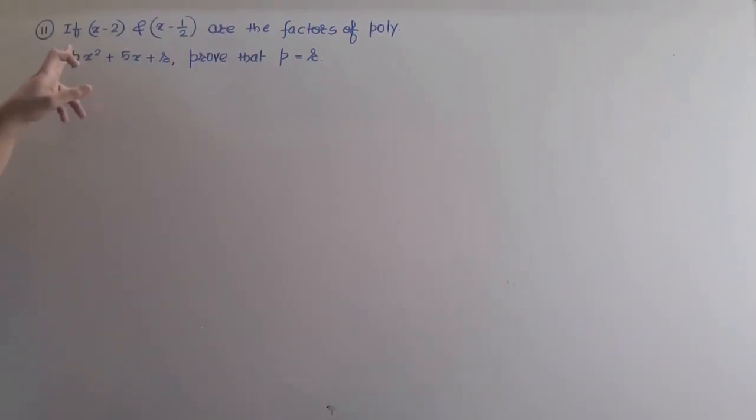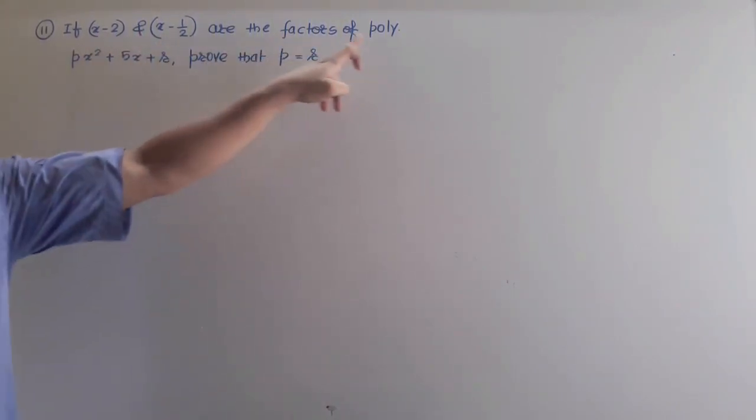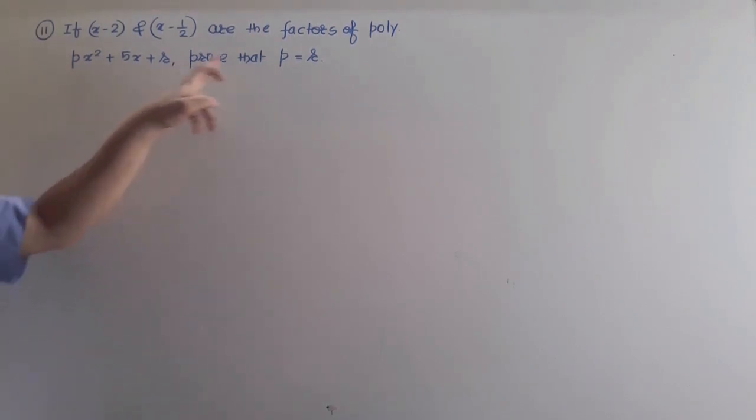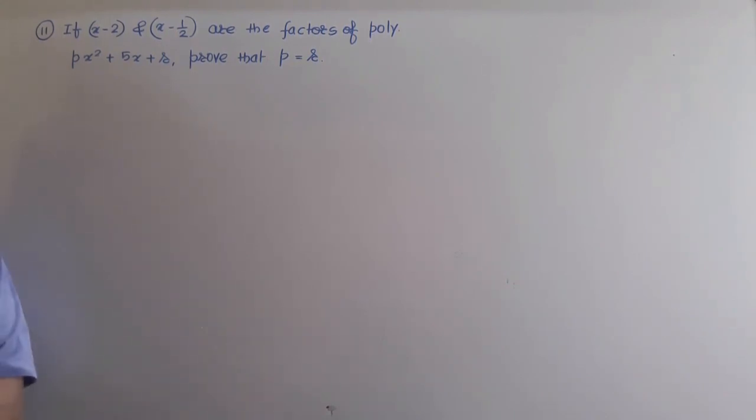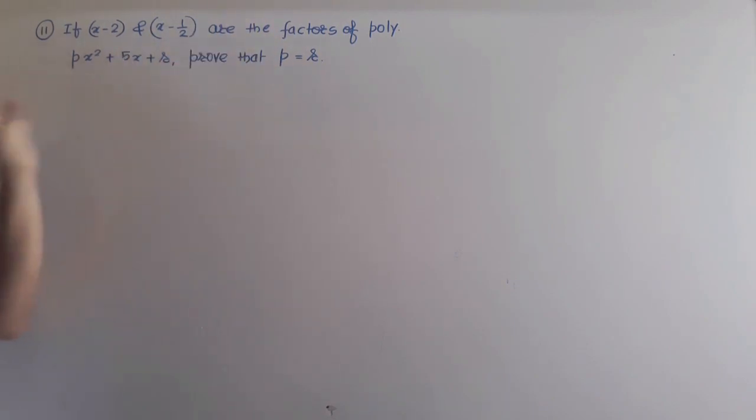Now see, the question number 11 we are going to solve. If x minus 2 and x minus 1 upon 2 are the factors of the polynomial px square plus 5x plus r, then prove that p is equal to r. Students, this question came many times in the examination and sometimes students get confused how to solve it. First of all, you see these two are given as factors. When a factor is given, then definitely the remainder will be 0. That you have to remember. So let us solve how to solve this question.